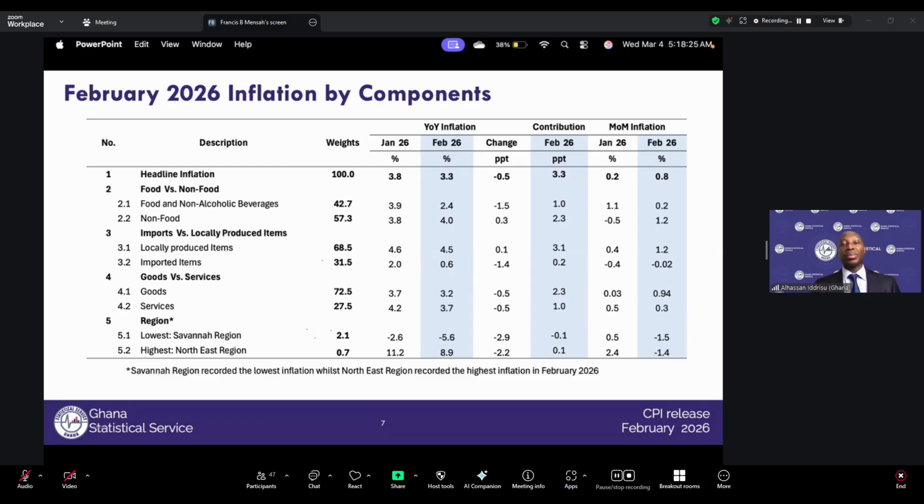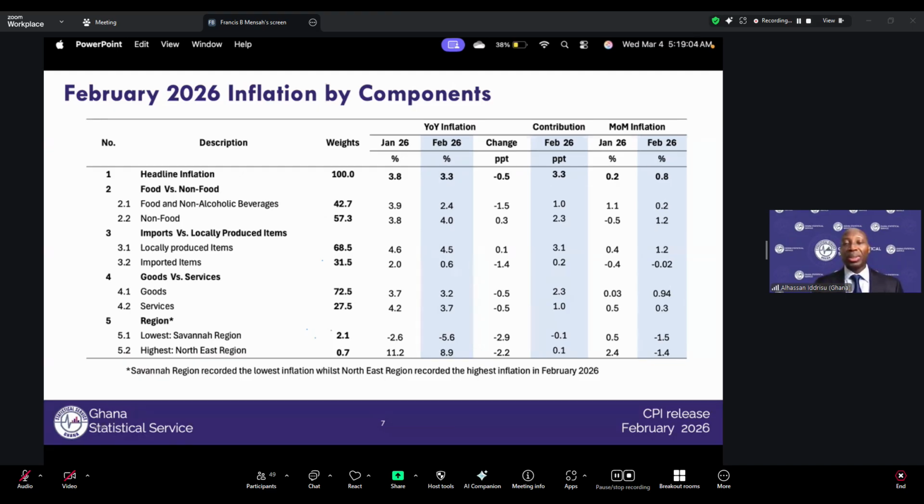Now let's look at inflation from the viewpoint of breakdown between goods and services. Goods inflation slowed to 3.2%, down from 3.7% in January 2026. And as we know, goods account for nearly 3/4 of the CPI basket. So this slowdown has a very strong impact on overall inflation. In fact, goods contributed 70% to the overall inflation of 3.3% in February 2026.